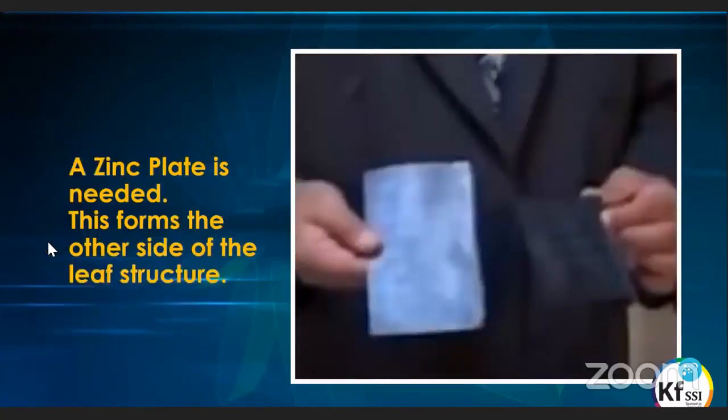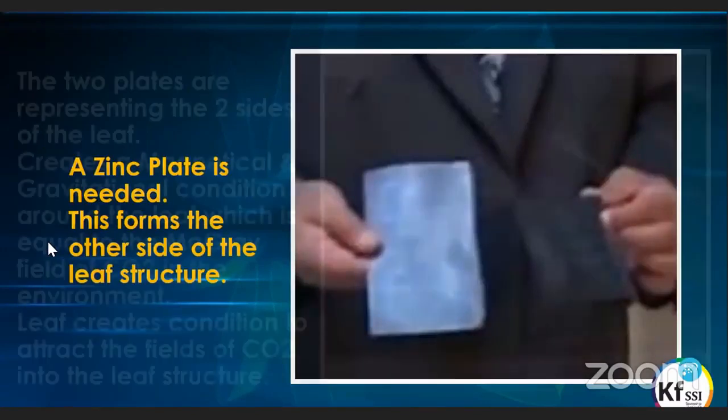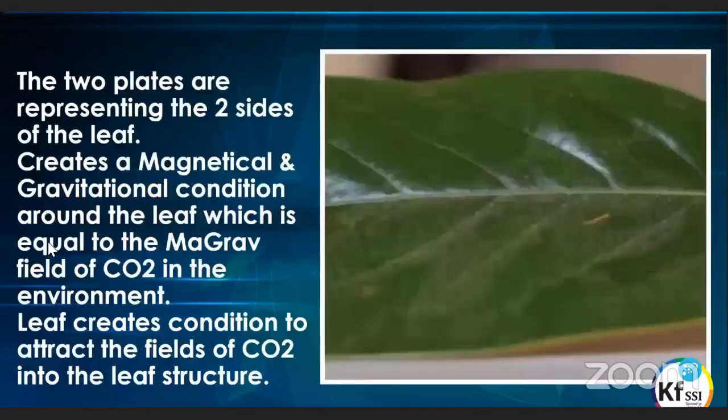This forms the other side of the leaf structure. So your two plates are representing the two sides of the leaf. And what this does is it creates a magnetical and gravitational condition around the leaf, which is equal to the mag-grav field strength of CO2 in the environment. So your leaf is creating the condition to attract the fields of CO2 into the leaf structure.